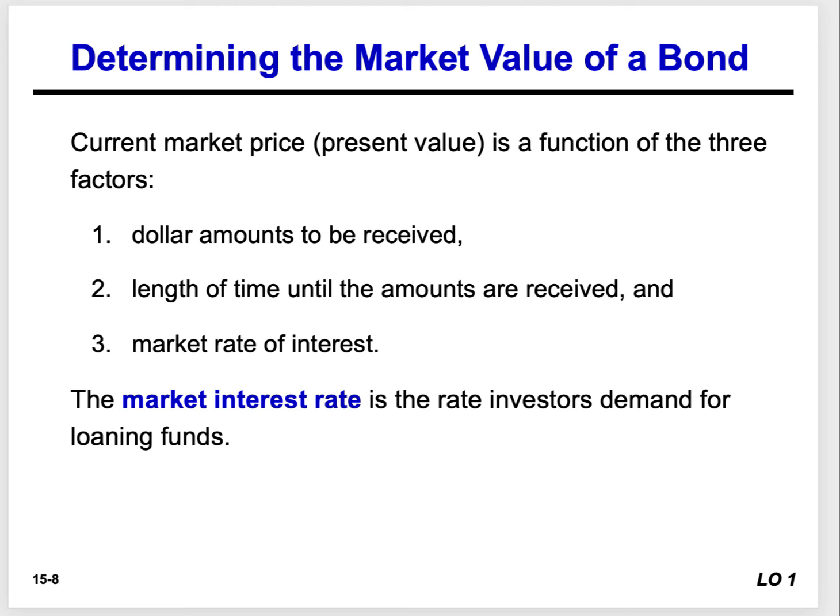So there are three things that affect the present value. One, the dollar amount that's going to be received, the amount of time, and the market rate of interest, okay? Now, keep in mind, the market rate of interest is totally different from the stated rate. You have to know that, okay? Put that on a note card, write it in your notes, whatever, memorize it. There's a difference between the stated rate or the contractual rate and the market interest rate, okay?